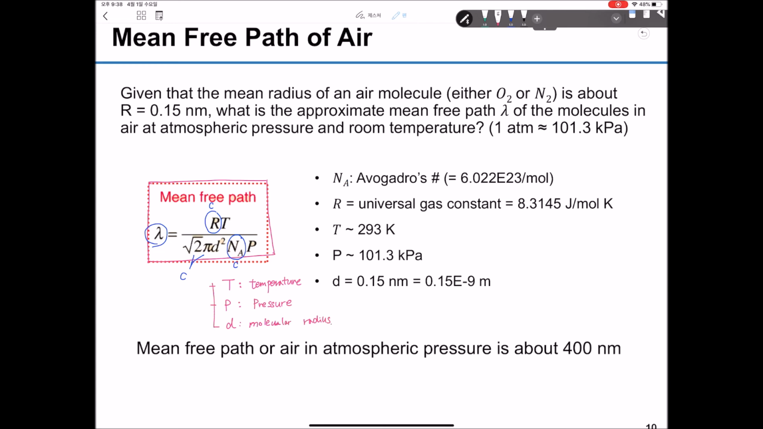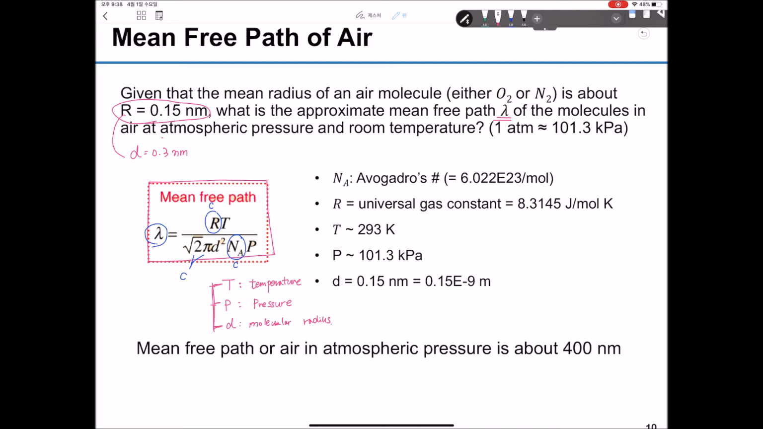Okay, so these are the three factors. All right, so let's look at this example here. Given that the mean radius of an air molecule, either O2 or N2, which make up more than 90% of air, is about 0.15 nanometer. So we know R here. So this is radius, so diameter is 0.3 nanometer. What is the approximate mean free path of molecules in air at atmospheric pressure and room temperature?